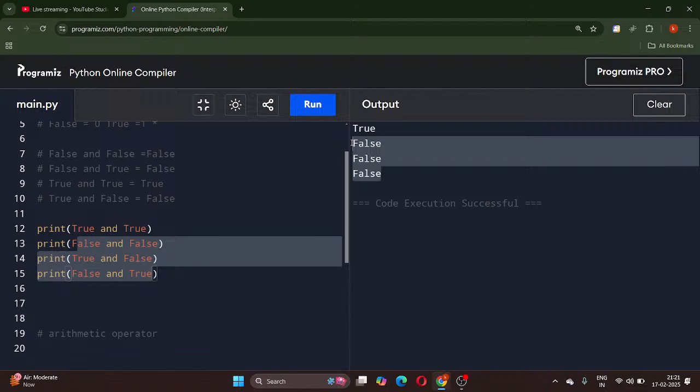Is it clear, everyone? Logical AND operator, is it clear?